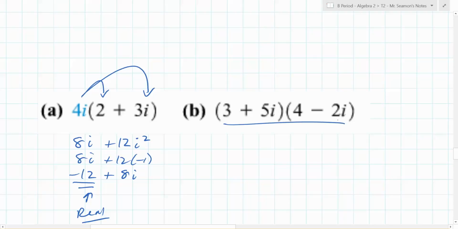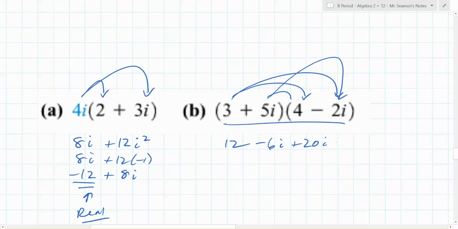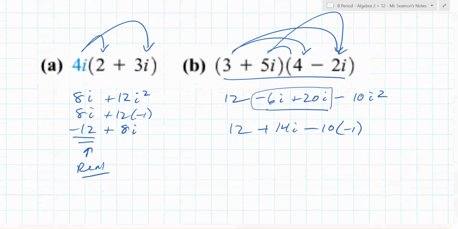Oh, what about this one? What's 3 times 4? What's 3 times negative 2i? Negative. You're right. You said the right thing, and I wrote the wrong thing. This is 20i. And what's this? Negative 10i squared. Combine those two, you get 12 plus what? Combine these two right here. What do you get? 14i minus 10 times i squared, which is, what's negative 10 times negative 1? So you have 14i plus 10.